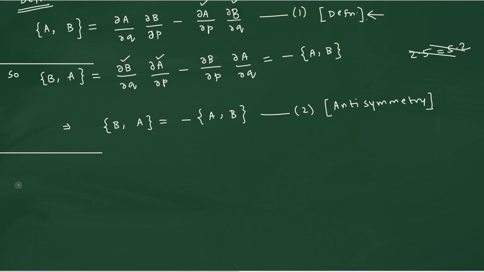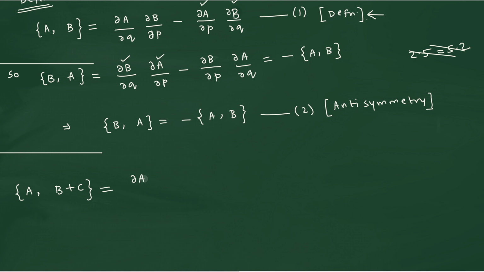Now we will consider how to evaluate the Poisson bracket of A with B plus C. So now you can understand what this Poisson bracket is: {A, B+C}. There are three dynamical variables for a given problem, and I am interested in calculating the Poisson bracket between A and B plus C. B plus C is going to be a single variable. Whenever you want to calculate any Poisson bracket, you have to use equation number 1, that means the definition. Use the definition always, and then you can simplify.